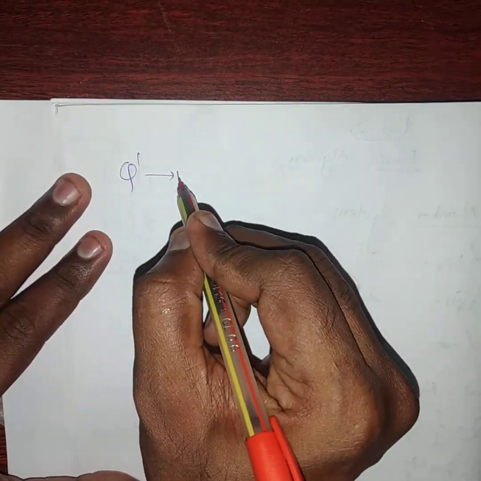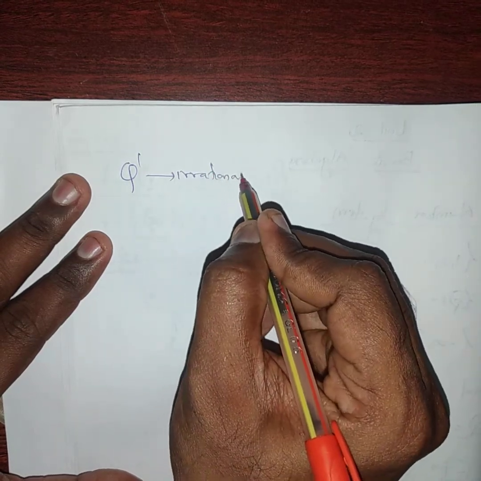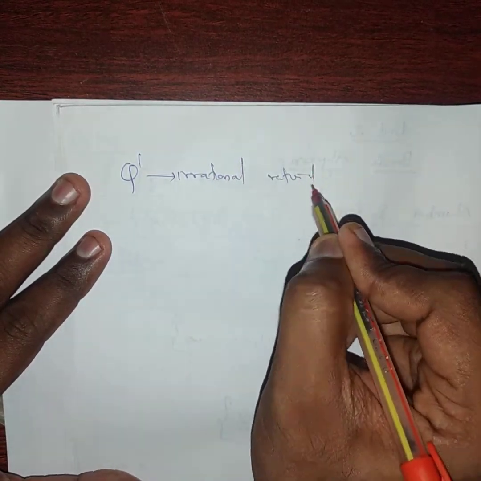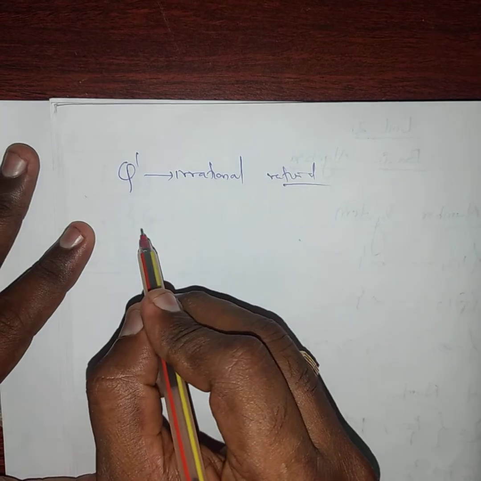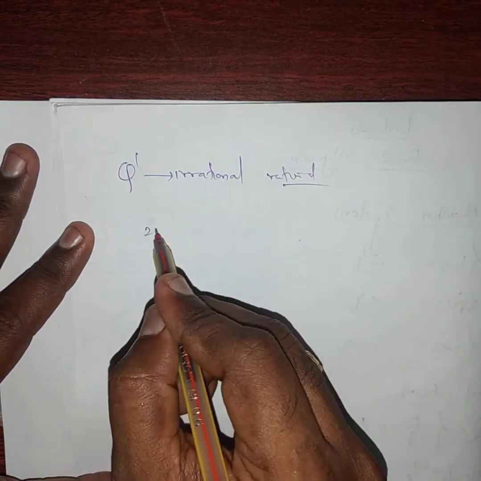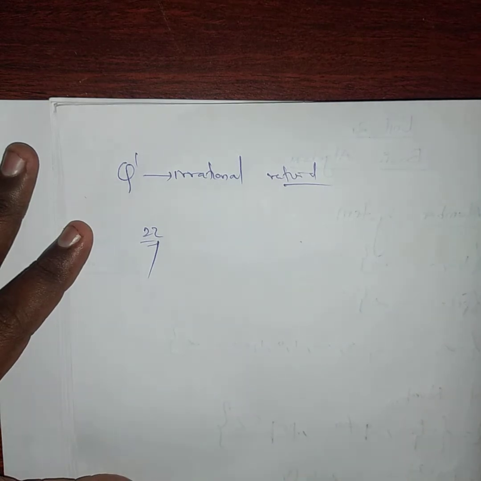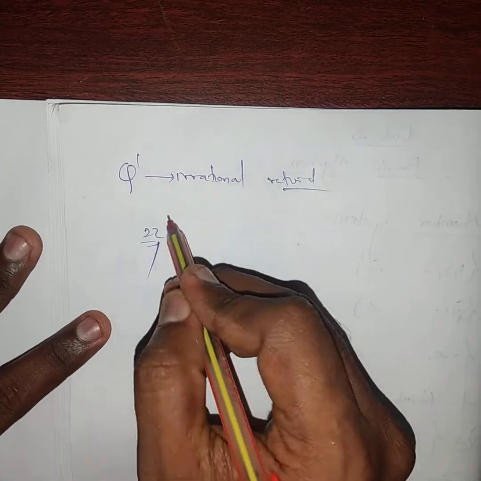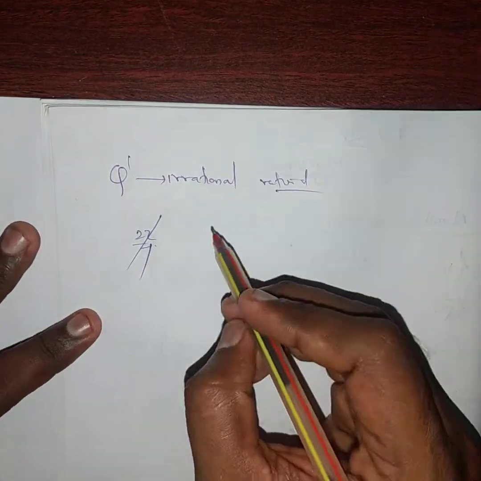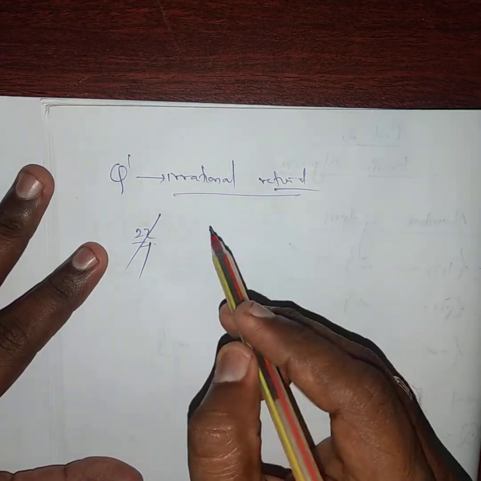Q dash is nothing but irrational numbers. What is an irrational number? For example, the number 22 by 7 is... sorry, not that. 22 by 7 is a rational number. So I'm going to teach you what an irrational number is.